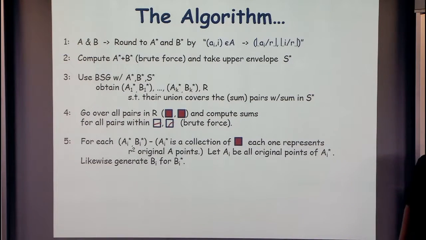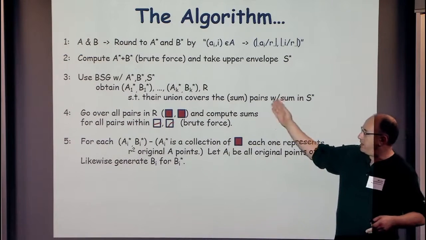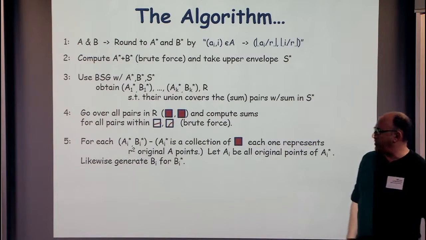And then we go over all the pairs A_i and B_i for the rounded down ones.